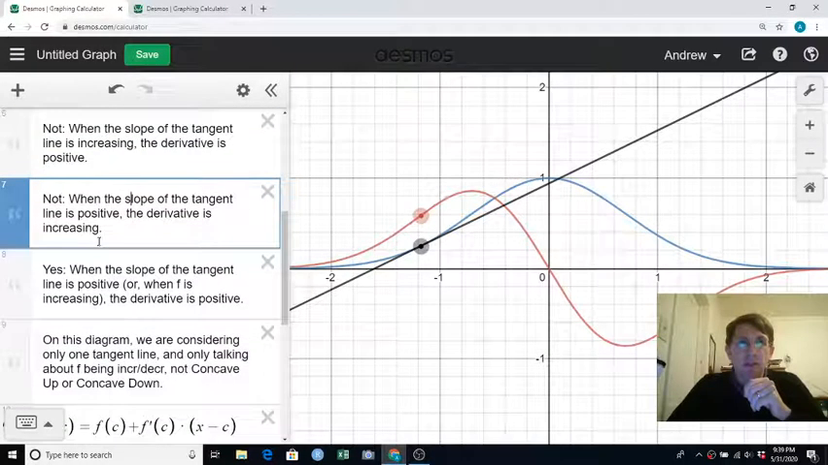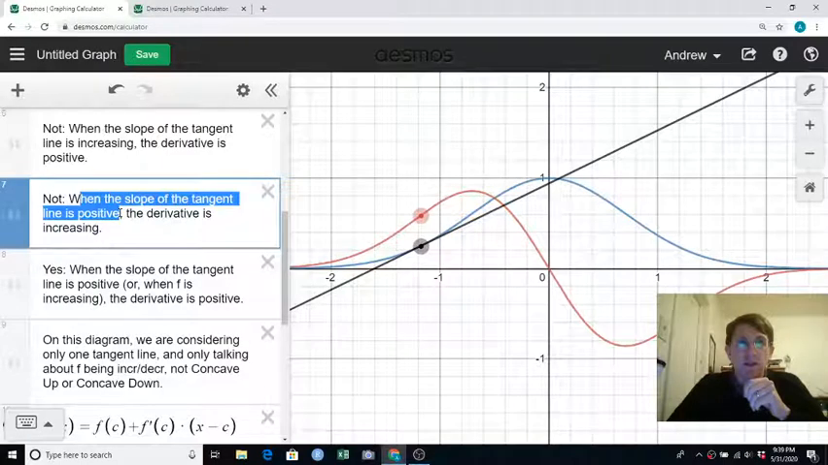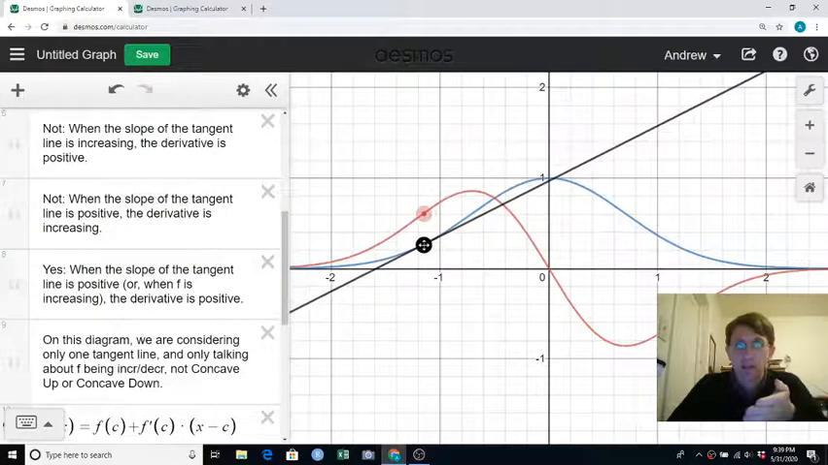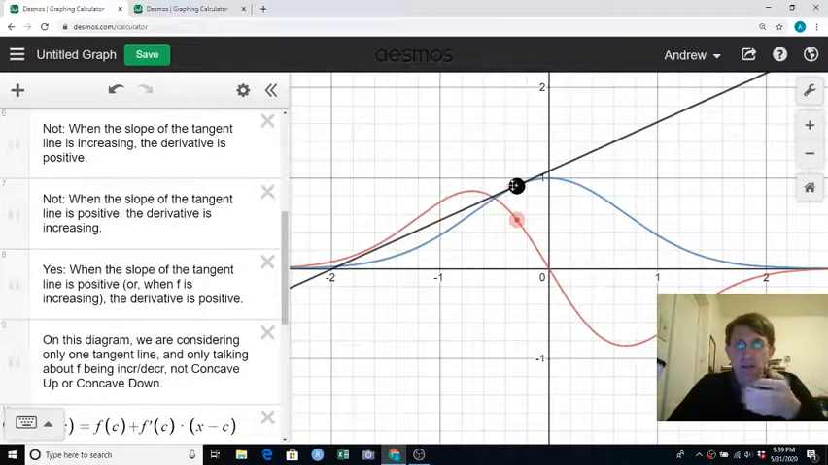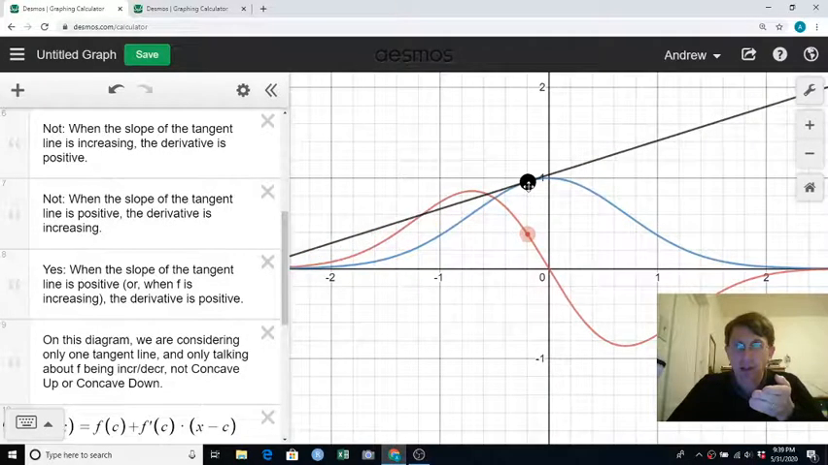If we said when the slope of the tangent line is positive, the derivative is increasing, does that sound reasonable? Well, here the slope of the tangent line is positive and the derivative function is increasing. It's also positive. But over here, the slope of the tangent line is positive. The tangent line is increasing and the original function is increasing, but the derivative, as I move this line that way, the derivative itself decreased. So when the slope of the tangent line is positive, the derivative is positive, but not necessarily increasing.